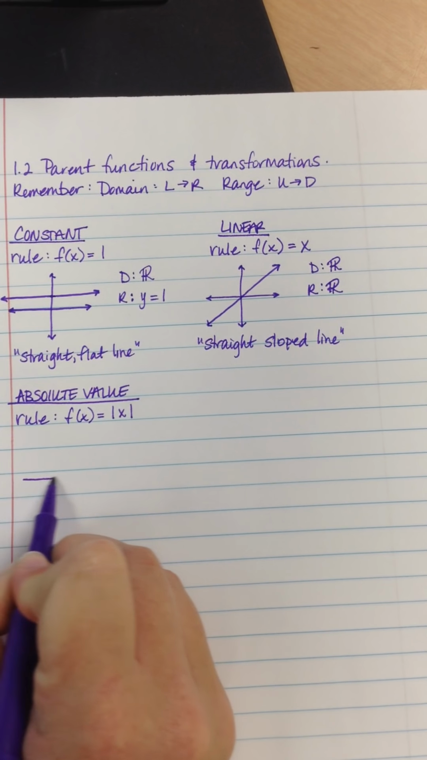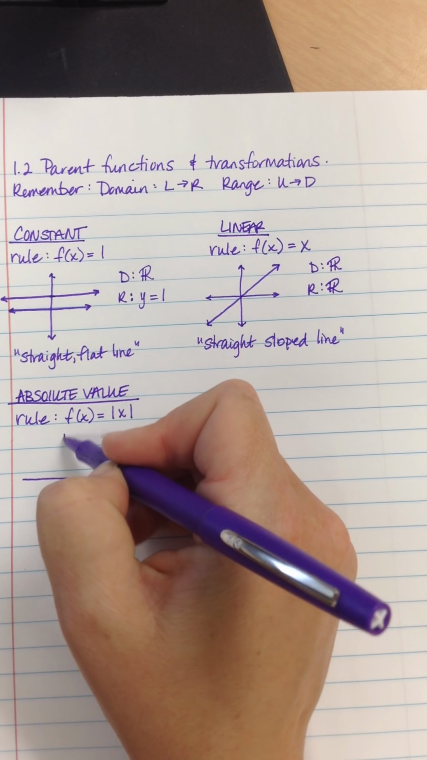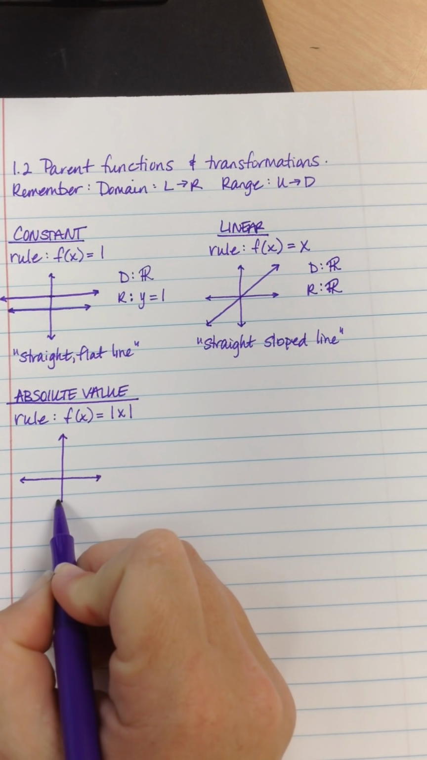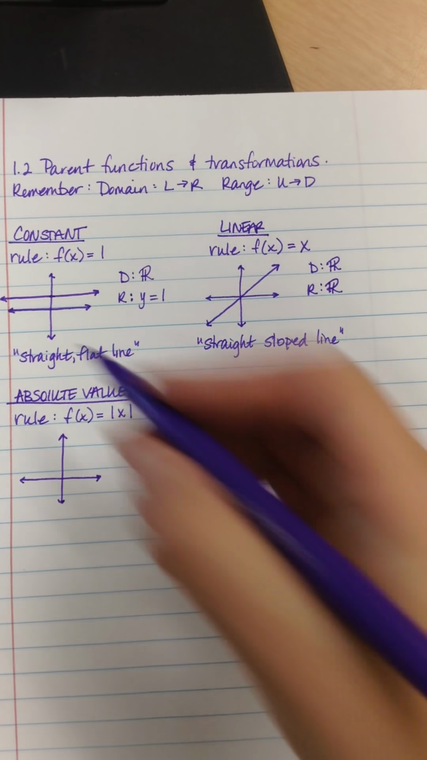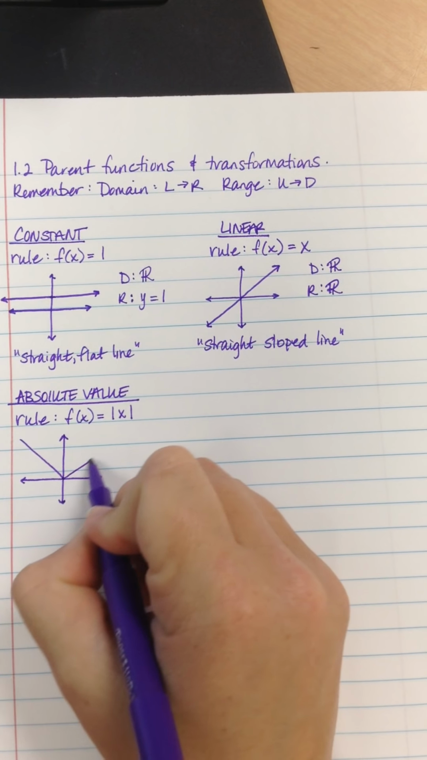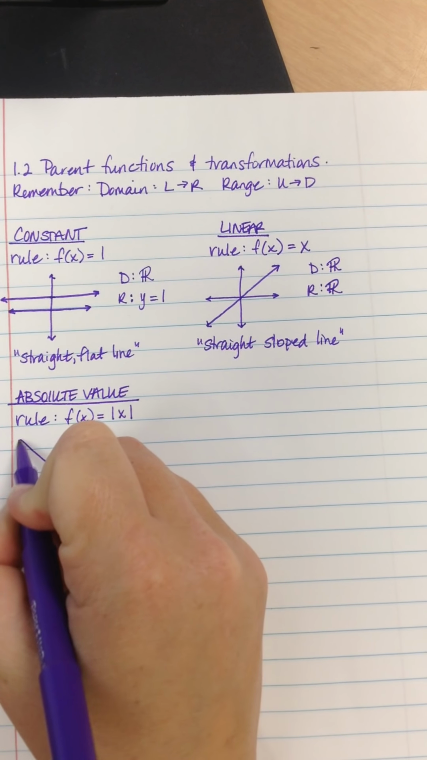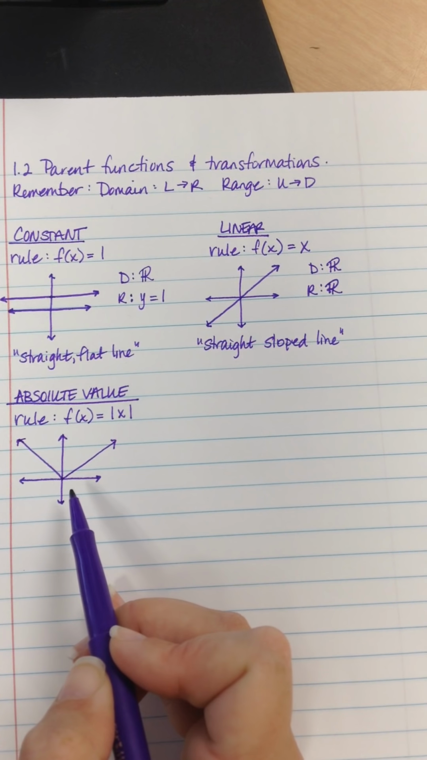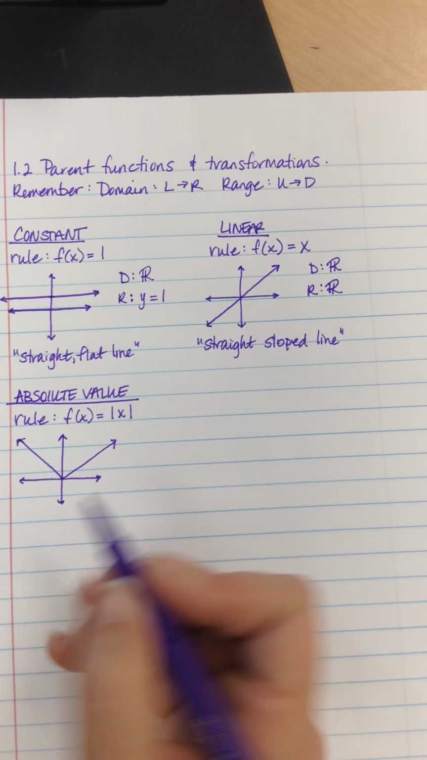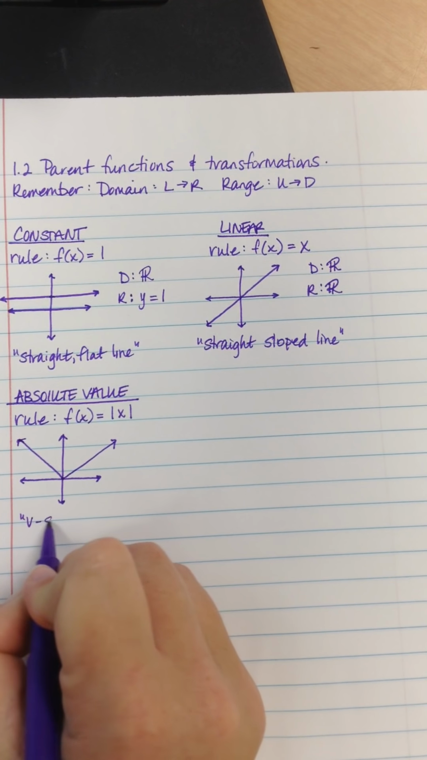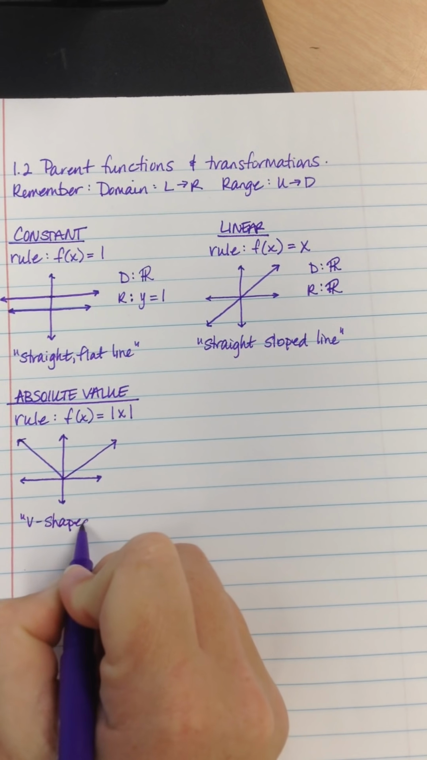The absolute value graph is also very easy to identify. Absolute value graph is shaped like a V. Absolute value, the graph looks like a V. I guess you could just say a way to remember this would be a V-shaped graph.